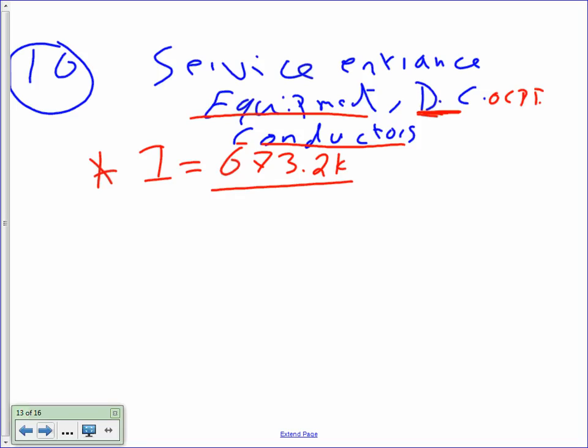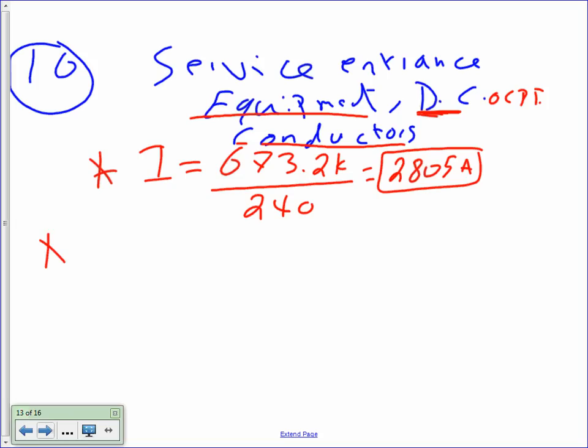Divide by 240. Why 240? The voltage system is 240, right? You came up with 2805 amp. Any question, guys, about that? I need to size the service. So here's the amp that I did. So I need to size a few things.